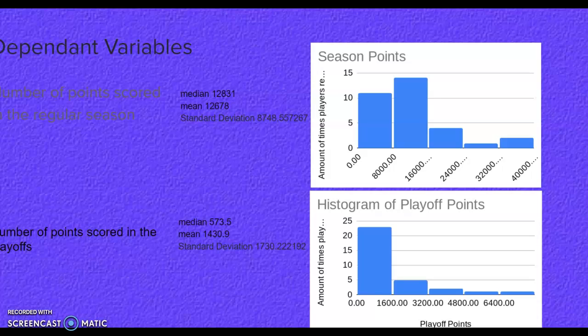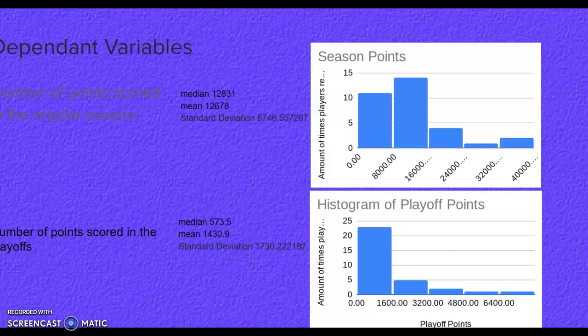And then the standard deviation was 8,748.56, which isn't bad. It shows that most of the players were relatively close in points, but we can notice that the frequency of people scoring between 8,000 and 16,000 was the most, which makes sense because the average seasons played in this was about 7.5, so about 1,000 points scored per season is relatively average.